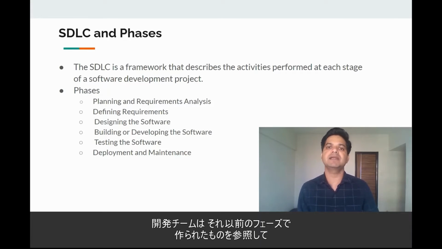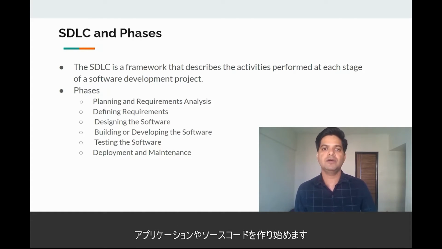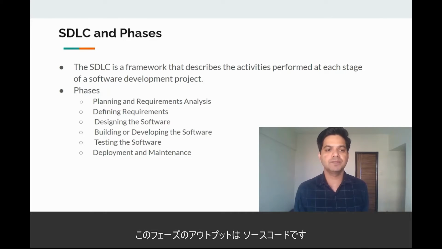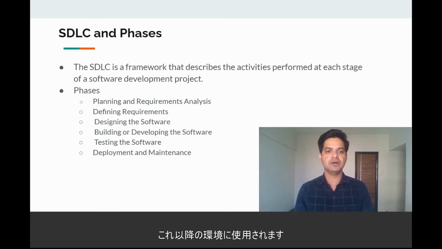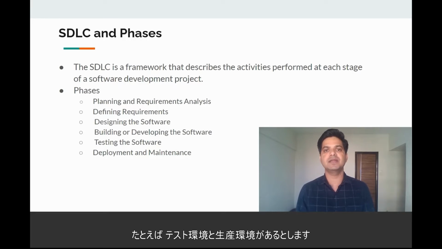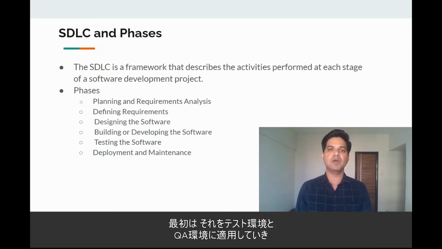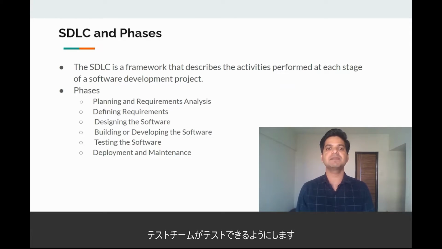Then that becomes the input for our next step, that is building or developing the software, which goes to our development team, and then development team will start writing the application or the source code by referring to the designs that have been created in the earlier phases. So the output of this particular phase will be a source code, and from that source code, the deployment artifacts get created, which will be used for deploying it in further environments. For example, there could be a testing environment and then production environment. Initially, we will be deploying that into testing environment or QA environment, so that our testing team can test it out.